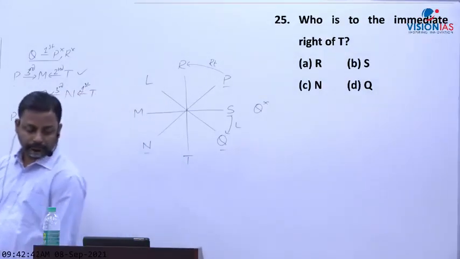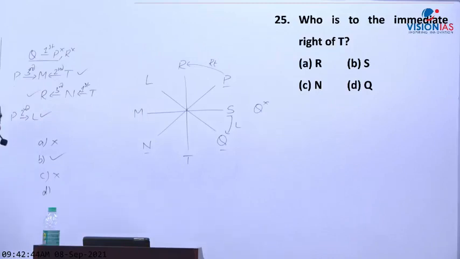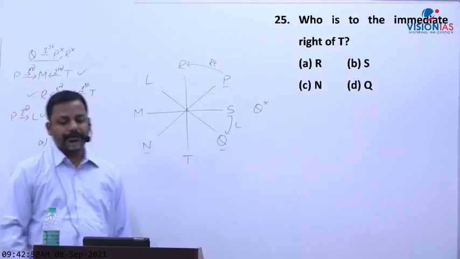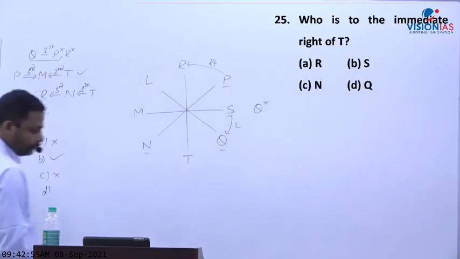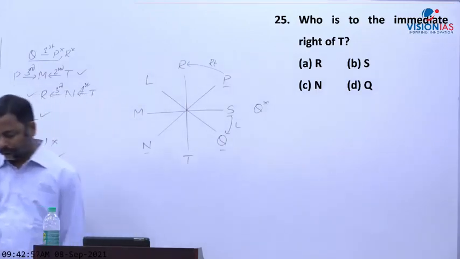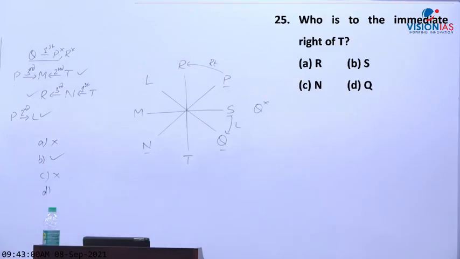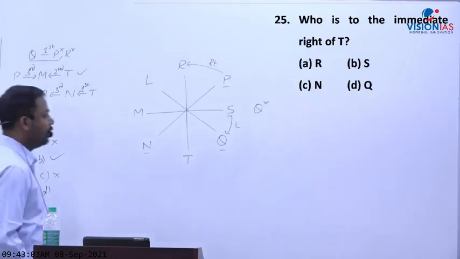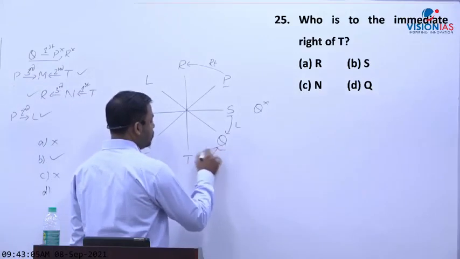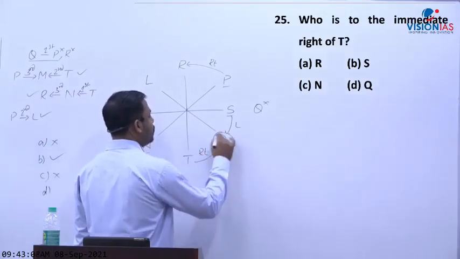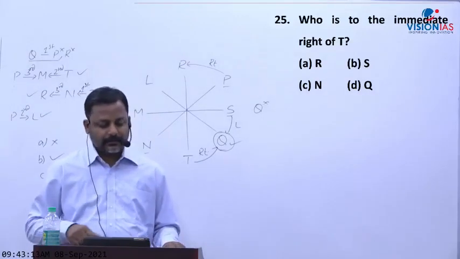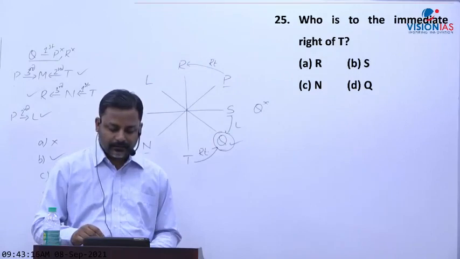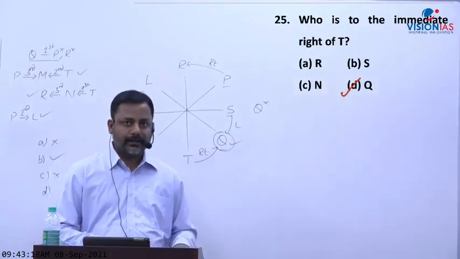Okay. Now question number 25. Who is to the immediate right of T? So on the right hand side of T, at immediate position, Q is there. Means option D.